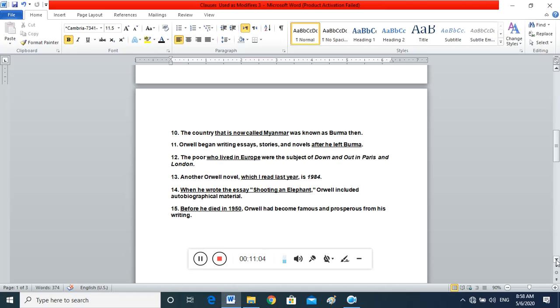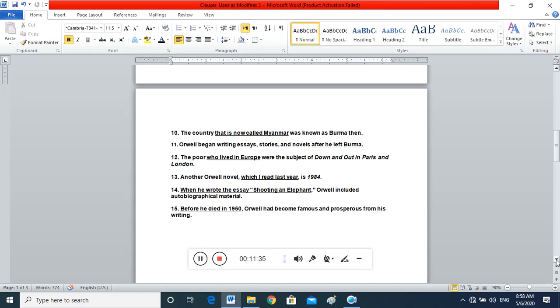Orwell began writing essays, stories, and novels after he left Burma. After he left. Yes, this is the clause. The arrow should be to the word began, to the verb. It acts as an adverb.